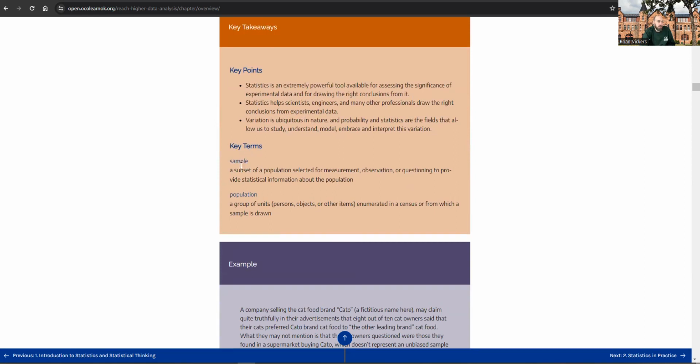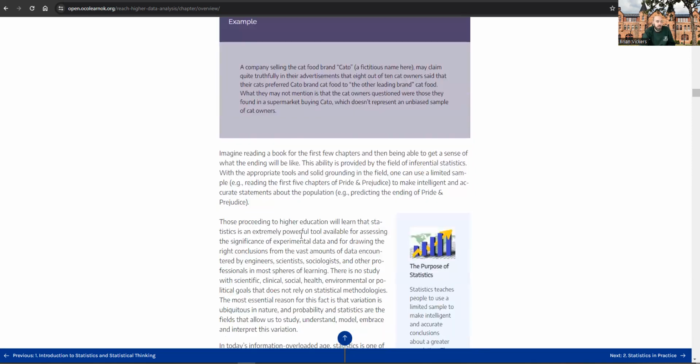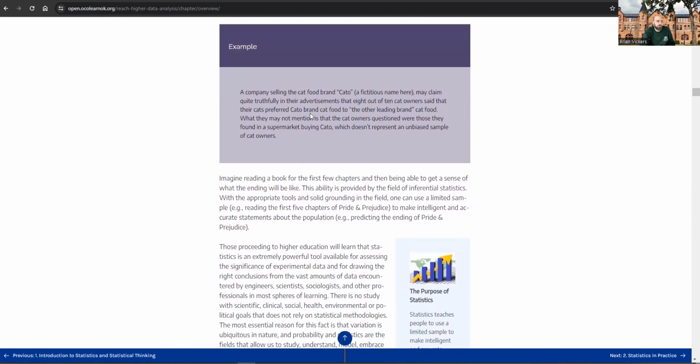So again, they go back and define sample and population again. The example here is that this cat food brand says that 8 out of 10 cat owners said that their cats preferred this brand to another leading brand. However, they went and only interviewed people who were already buying this brand. So the sample that they chose in order to represent the population of cat owners and people purchasing cat food was biased. They'd already made a decision. So, they say their cat prefers it, but have they tried all of the different brands out? Have they done an actual study?